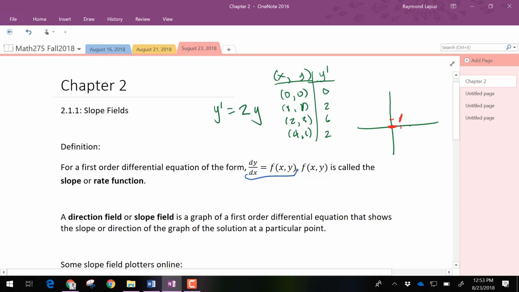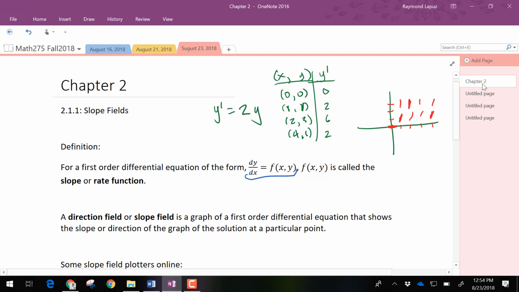And then 2, 3 up here. That's steeper still. That's not vertical, but it's pretty steep. 4, 1 has a slope of 2. That has the same slope as the other one. So imagine filling those out and then getting some values.